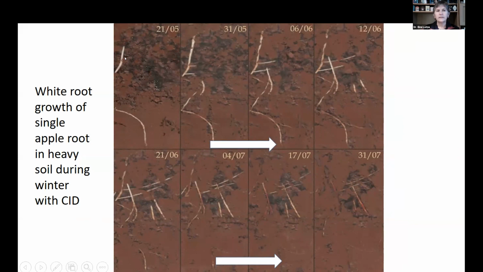Here you can see this root starts to develop, it branches, it ages, and then eventually in the last slide, it either died or it aged, and sometimes you lose the initial image just because the root moves. And in this case, it was quite interesting because it showed a lot of root activity during winter that was unknown before.